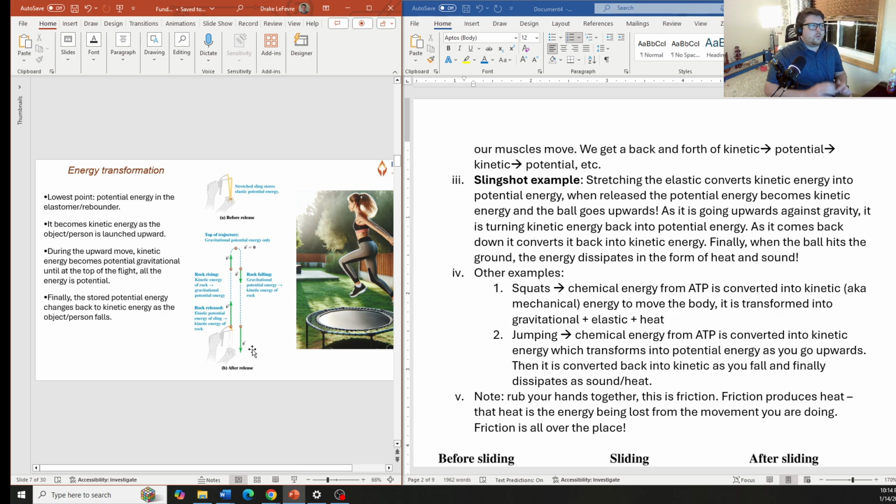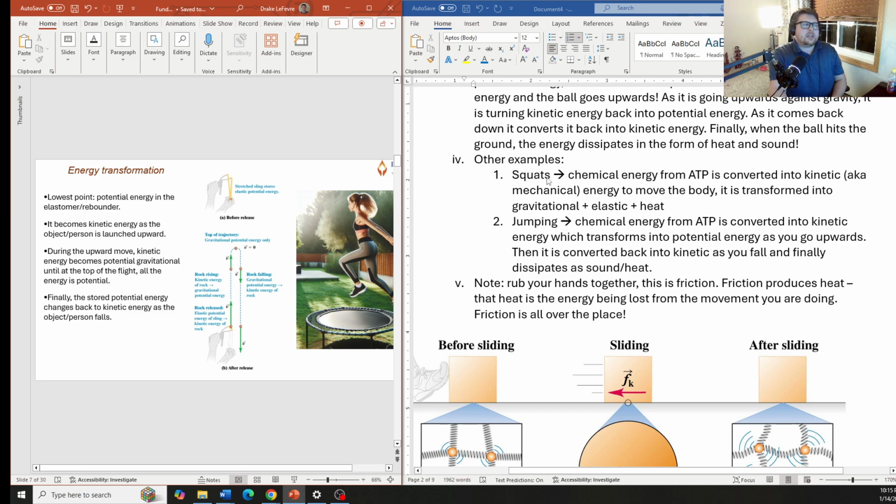So the slingshot, when we stretch the rubber band, we stretch that rubber material, that is taking kinetic energy. We're using movement to store up potential energy in the elastic. When it's released, all that potential energy turns back into kinetic energy, is transferred to the ball. Ball shoots up to the sky. As it goes up higher and higher, it's changing from kinetic energy back into potential energy, in this case, gravitational potential energy. It goes all the way up until it hits the top, and then it comes all the way back down.